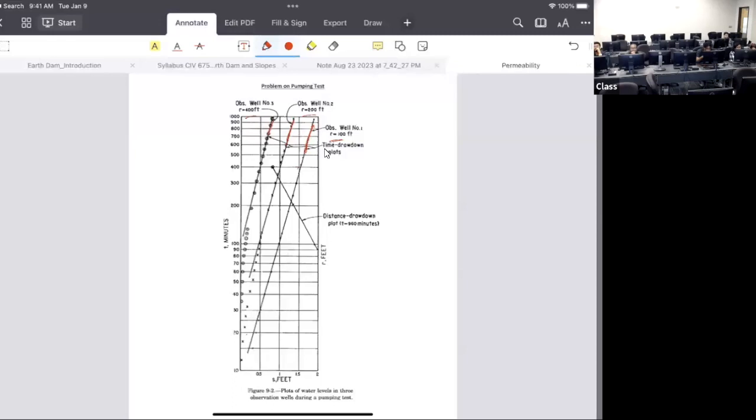What is happening is you're pumping the water. This is your well, this is your pump test, this is the pump. You're pulling the water out. When you pull the water out, you will have a curve like this, right? Now you have one observation well here, a second observation well here, a third observation well here, like this.